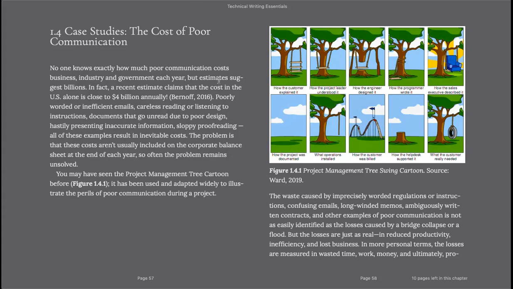No one knows exactly how much poor communication costs businesses, industries, and government each year. Technical communication would be one part of it. The number of correspondence or emails that we receive, especially nowadays because of the nature of working online, is insurmountable. So most of the time, people are not reading carefully, or are reading in a rush, and the message does not come across properly. But estimates suggest billions. In fact, a recent estimate claims that the cost in the US alone is close to $4 billion annually, based on research that Bernoff did in 2016: poorly worded or inefficient email, careless reading or listening to instructions, documents that go unread due to poor design, hastily presented inaccurate information, sloppy proofreading. All of these examples are a lack of proper technical writing, and result in inevitable costs. So it's costly.